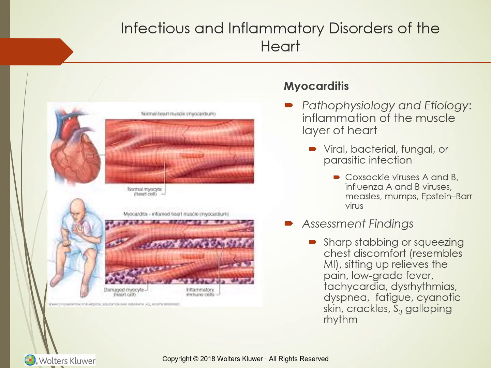Myocarditis. Pathophysiology and Etiology. Myocarditis is an inflammation of the myocardium, the muscle layer of the heart. A viral, bacterial, fungal, or parasitic infection causes most cases. Viral origin is most common in the United States.